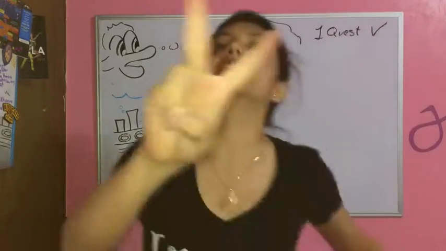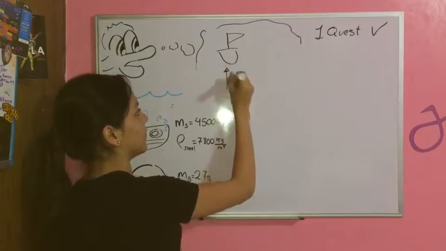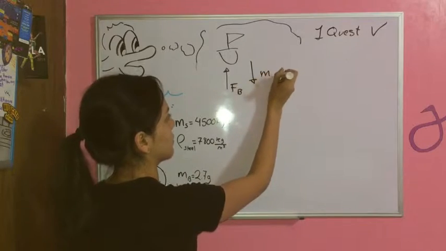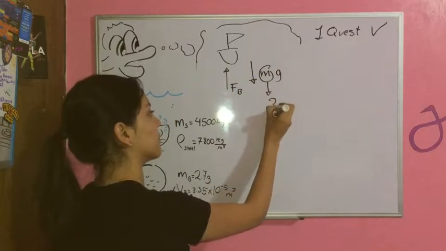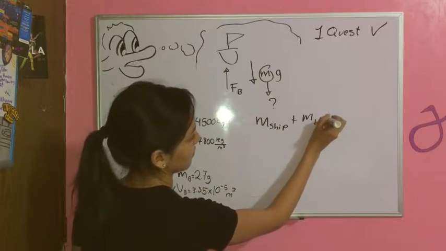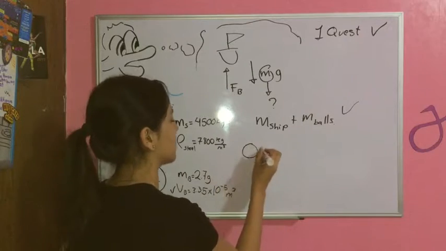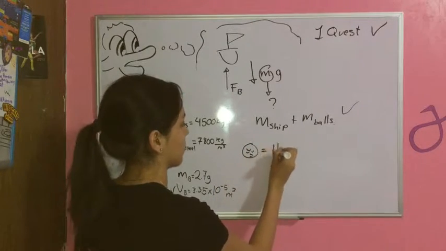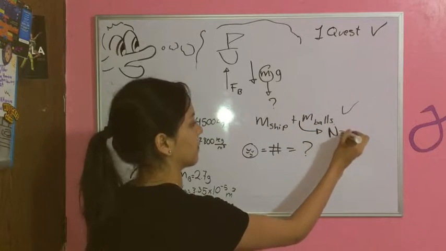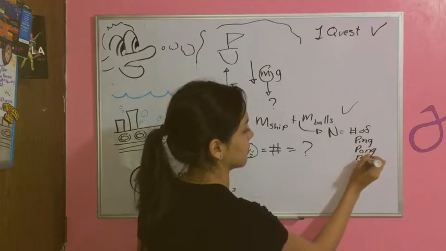Second question. So we know that the forces acting on the boat are the buoyant force and also its weight, but its weight will have to take into account the weight of the ship and also the weight of the balls. So from here it's okay, but how can we know the number of balls that are necessary to fill the boat to get it to the surface? So we have to add another term called n, that means the number of ping pong balls that we need.